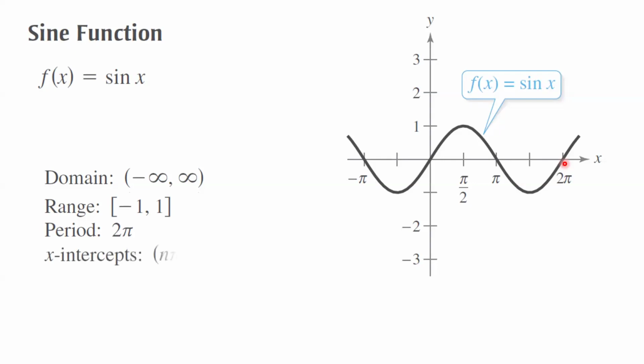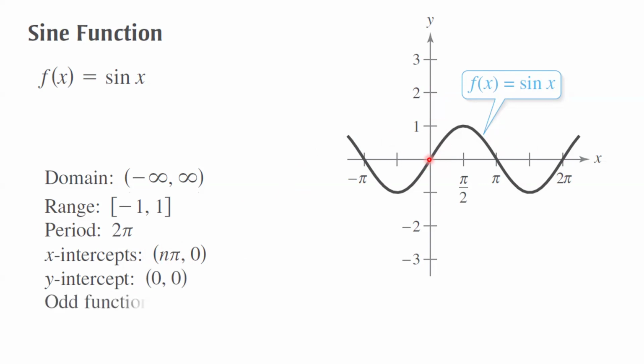X-intercepts, it has many x-intercepts. They can be listed as n times pi. So you have 0, 1 pi, -1 pi, 2 pi, -2 pi, and so on. What about the y-intercept? It only hits the y-axis at 1 point, (0, 0).